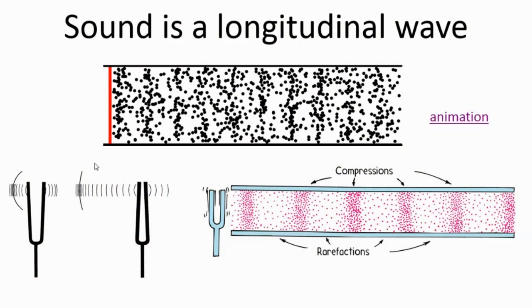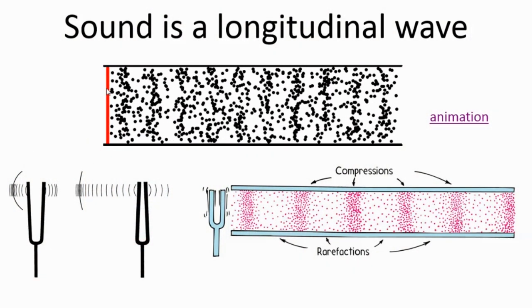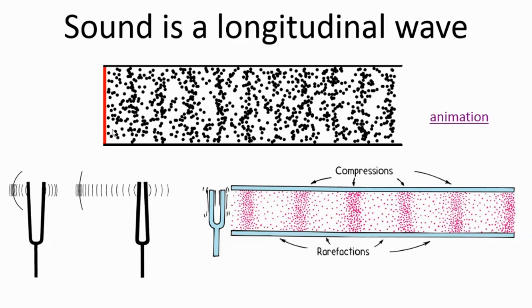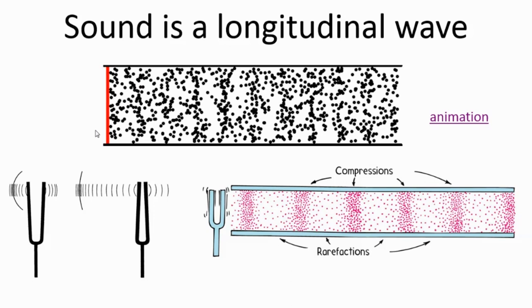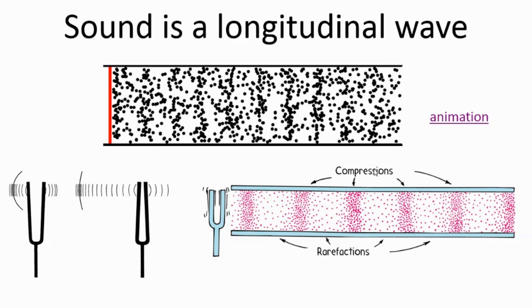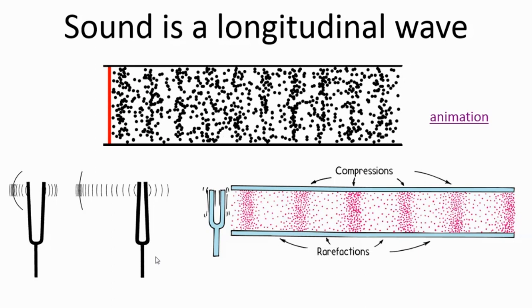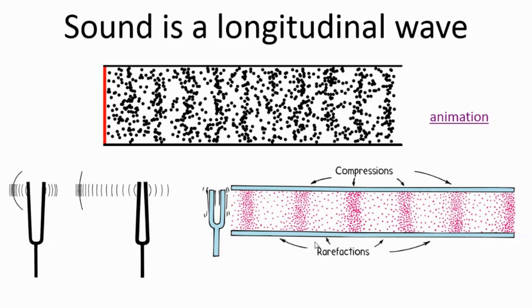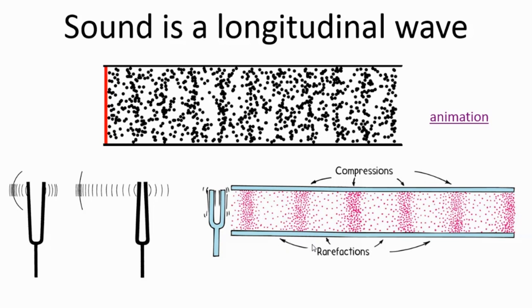Okay, so this red line here represents the tine of the tuning fork. As it vibrates back and forth, it compresses the air molecules, and as it moves backwards, it decompresses the air molecules. These are called compressions and rarefactions. And so the number of times that the tuning fork vibrates per second is the number of compressions that are formed each second as well.